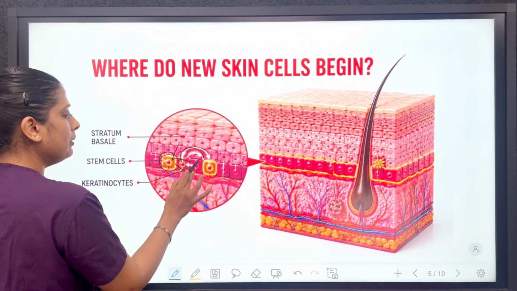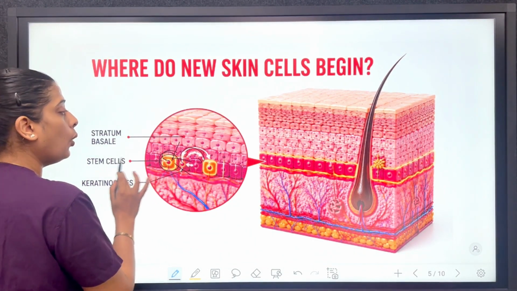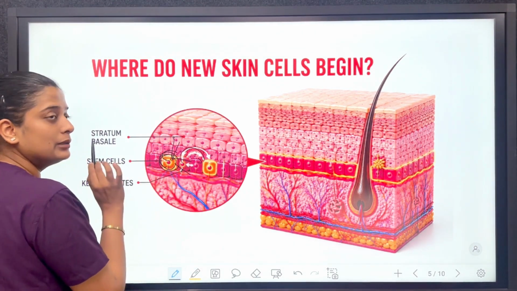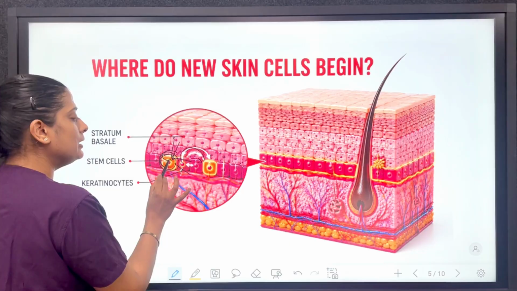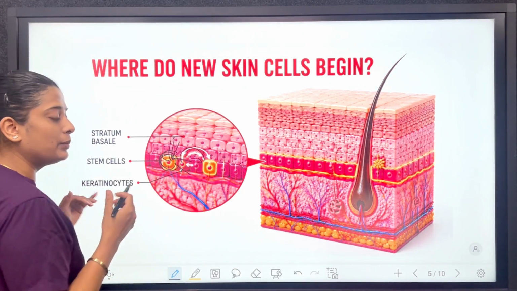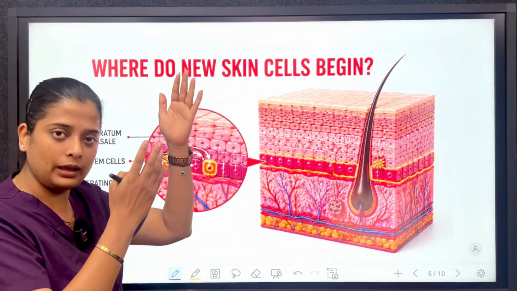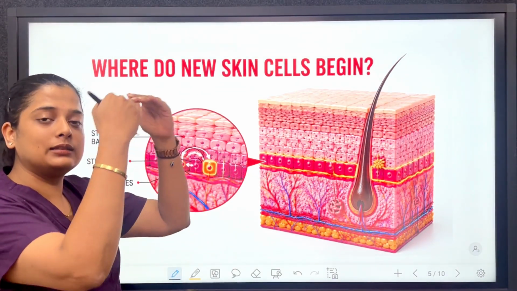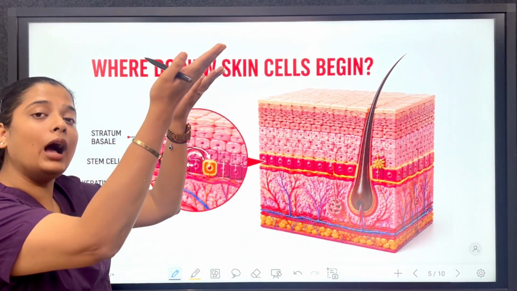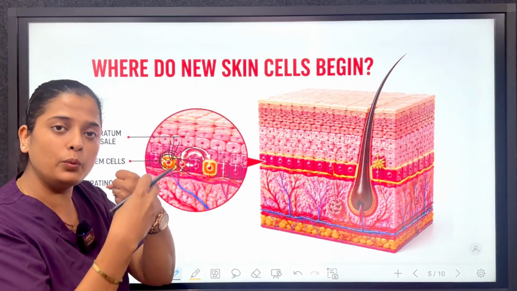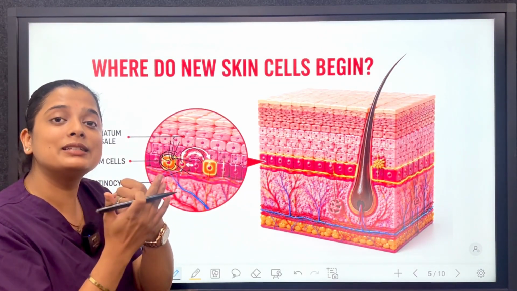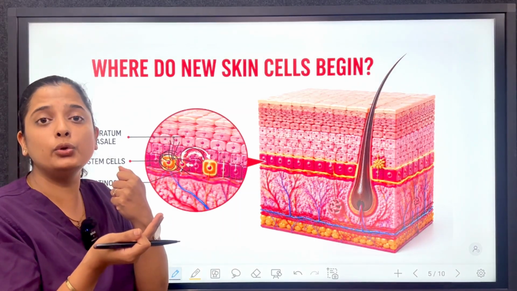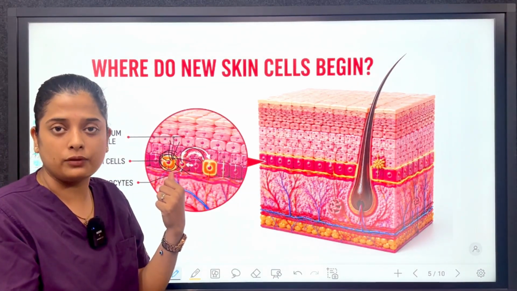When they multiply or generate, the old cell gets pushed up and the new cell takes the place. Again, the old cell gets pushed up, and the new cell takes the place. So it's like a push-over thing. When new cells generate, the old cells come up and keep moving above, or in skin we say moving outward, to come up to the surface where the dead skin is. And in a few hours or few days, the dead skin also sheds off.